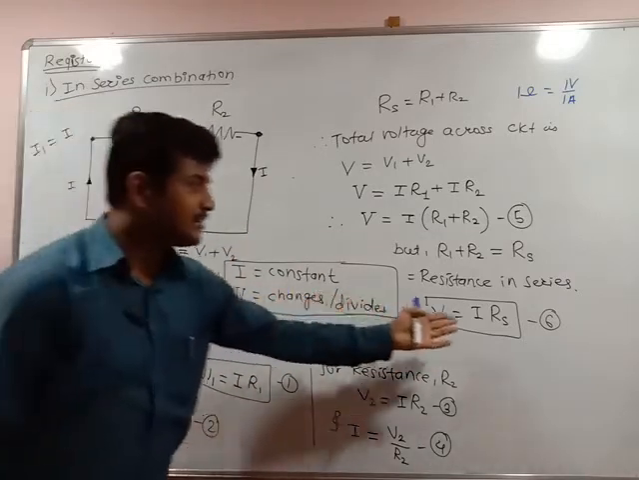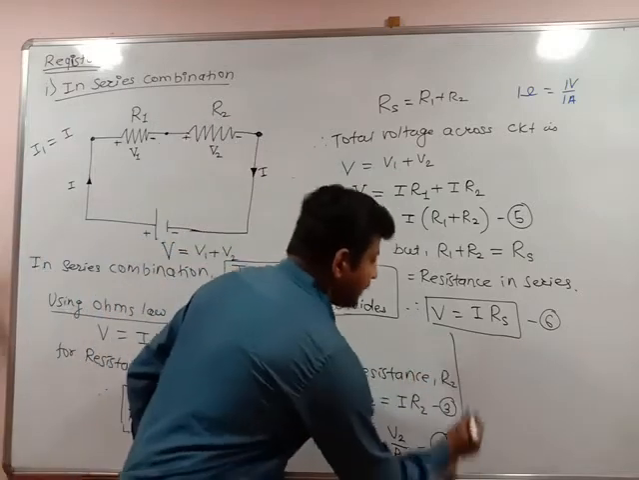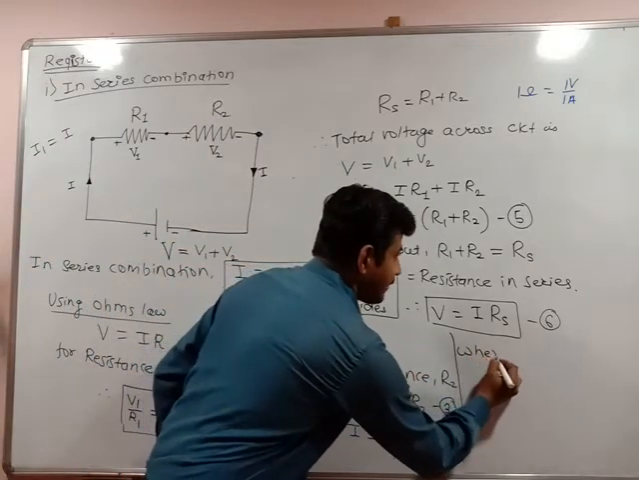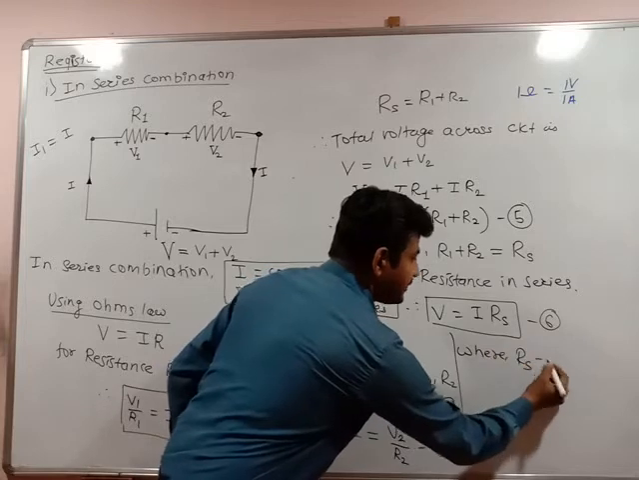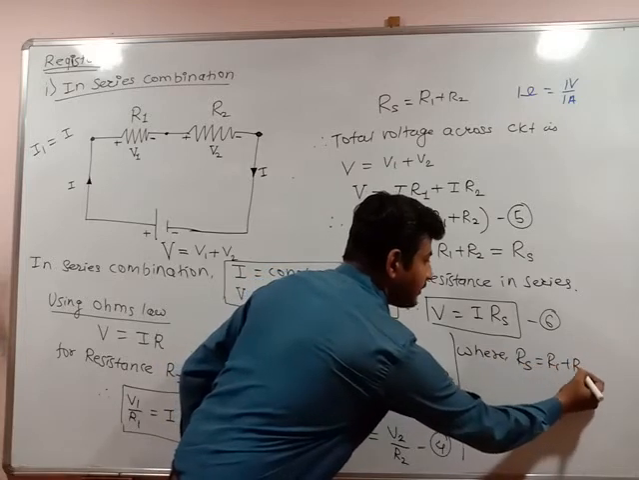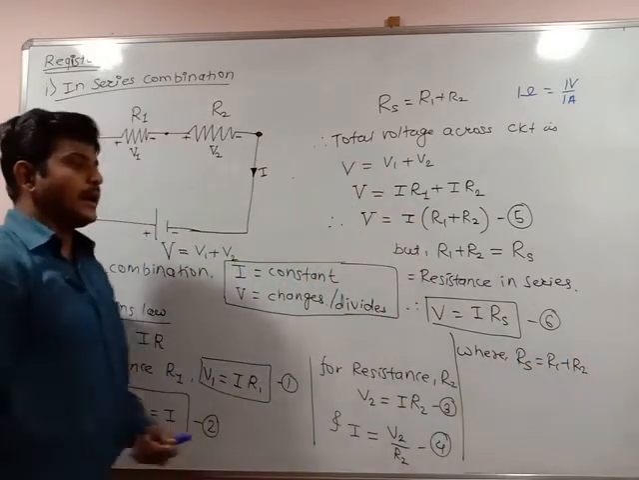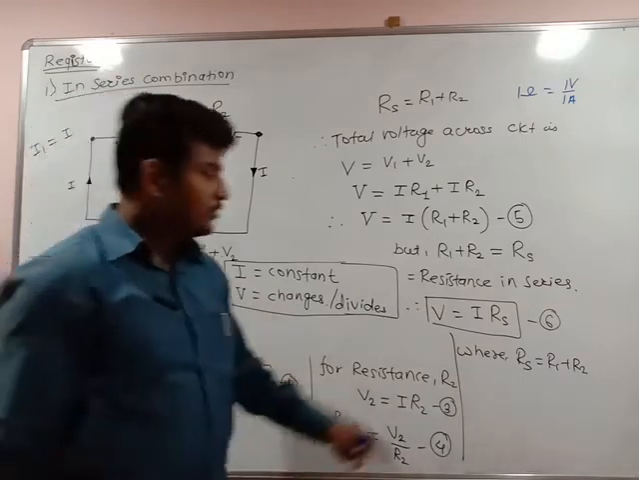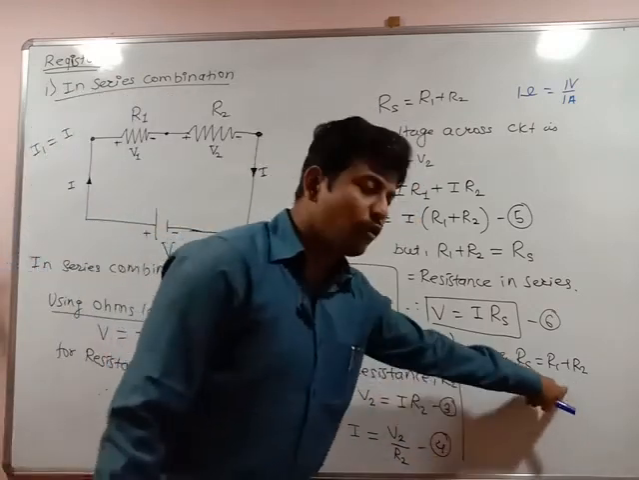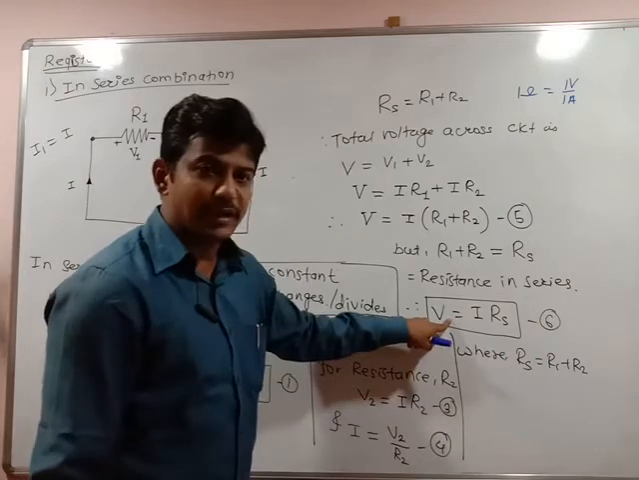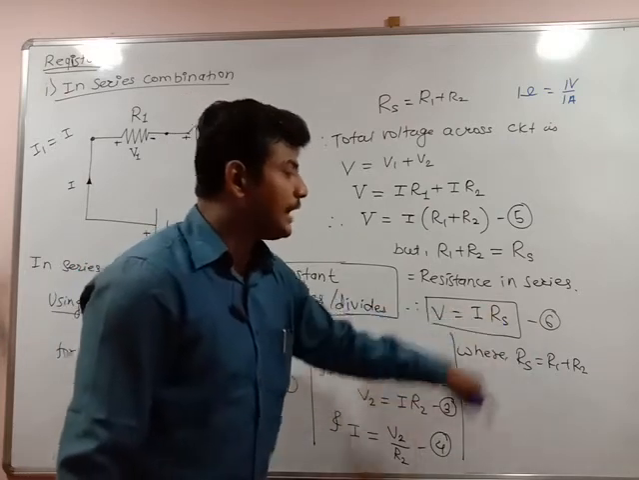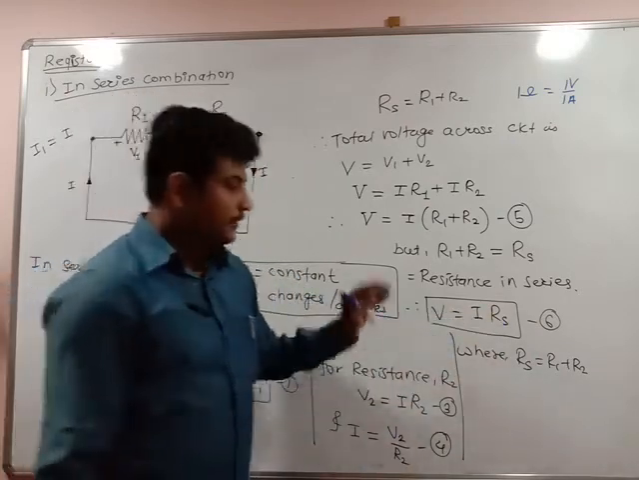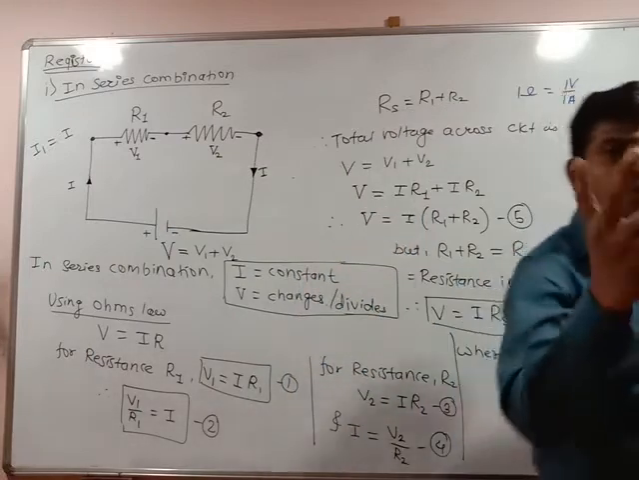Here, Rs is equal to what? R1 plus R2. So this is the resistance in a series combination, and the voltage in the series combination can be written as V is equal to I into Rs. This is the case only for two resistances.